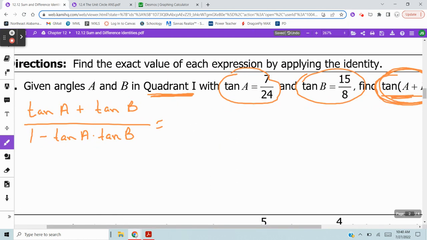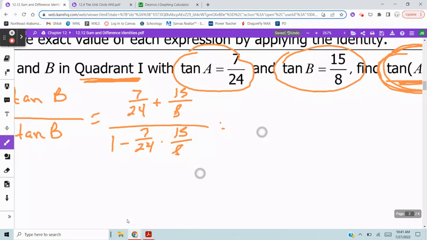So I'm going to take the identity and simply plug in what is tangent of A plus the tangent of B is 15 over 8 over 1 minus the tan of A is 7 over 24 times the tangent of B again is 15 over 8. And once I clean that up and evaluate it, I've got my answer. That's all you have to do on these problems.